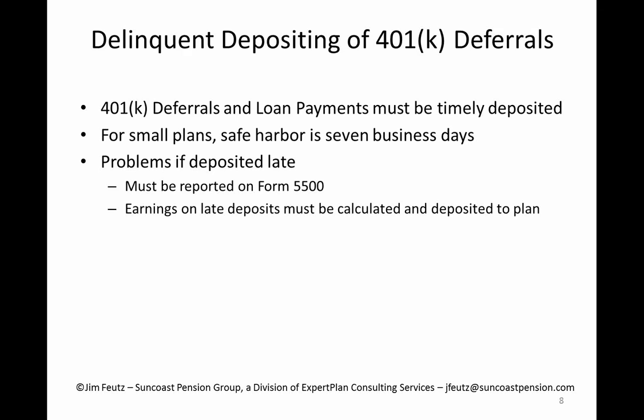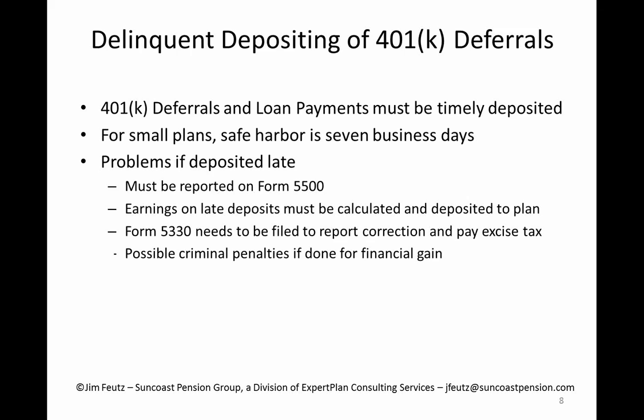Often this isn't very much. If you're late, let's say a couple of weeks, the earnings on that is very, very small, but it still has to be calculated. And the Department of Labor does have an online calculator that can be used in many instances. Then you have to file Form 5330 with the IRS to say, first, we made a mistake, we didn't deposit it on time, we've corrected it, and give the date of correction, and then pay an excise tax, which is 15% of the late earnings.